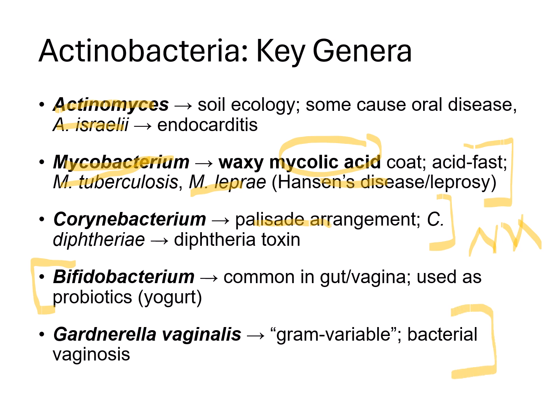Finally, we have Gardnerella vaginalis, which is a gram-variable bacterium. That means they don't stain well with a gram stain. They can sometimes appear purple, sometimes pink, and they are commonly found in issues of bacterial vaginosis. And this is a vaginal infection caused by an imbalance in the vaginal bacteria.